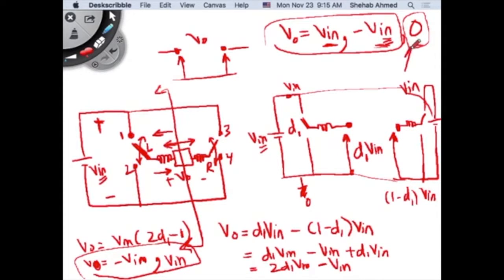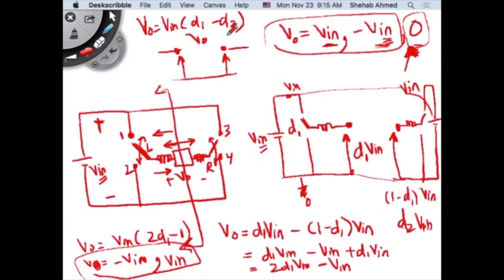If I am to include this zero operation, how will I write this? Can I write this as 1 minus D1? No, I will have to write this as D2, D2 times V input. And then the output voltage will be D1 times V input on this side, minus D2 times V input on this side. So the output voltage will be V input times D1 minus D2, right?